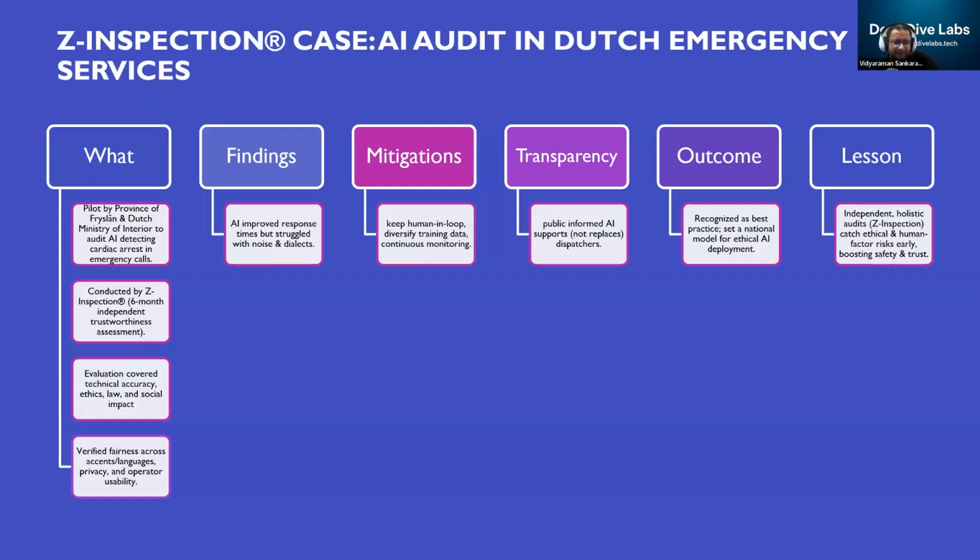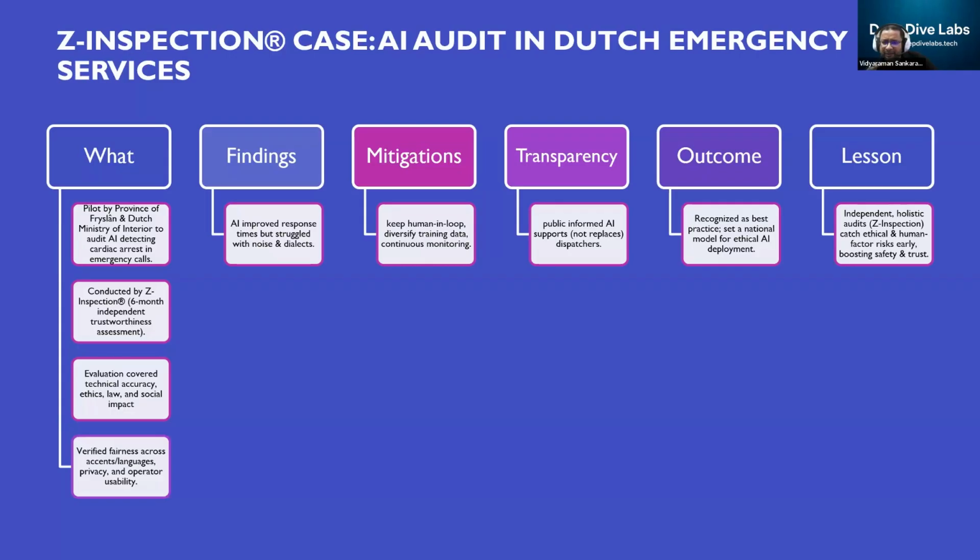Some of the findings were that the AI improved the response times, but it struggled with noise and dialects. And the most important part was that the human in the loop was always kept in there, so that you could always step in and start helping people depending on the nature of the call as well. Another part is about the transparency. Here, the public is informed that AI is supporting but is not replacing the dispatchers. And that is absolutely required based on the safety critical nature of this particular use case.